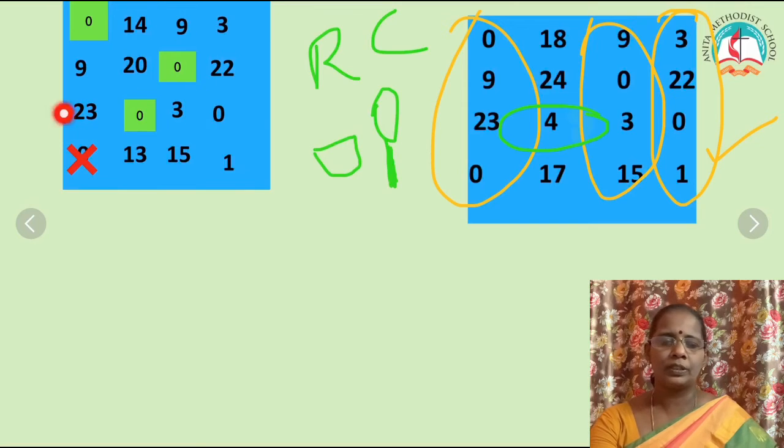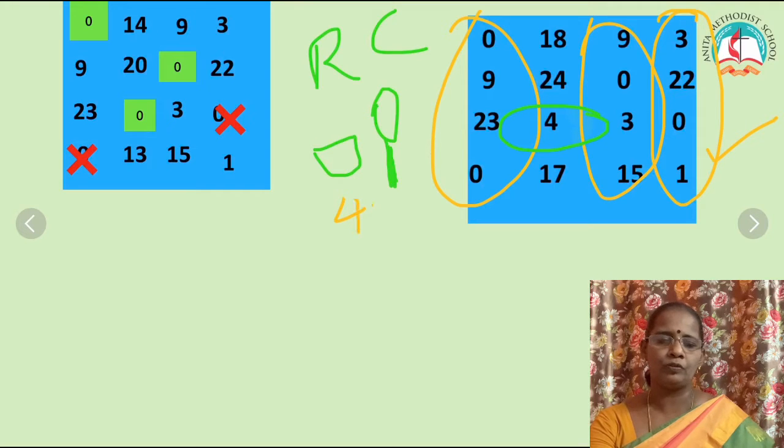Then after that, check the row as well as the column. In the fourth row you cannot make an assignment, and in the fourth column you cannot make an assignment, but we have marked only 3 assignments. How many do you need? You have 4 rows and 4 columns.